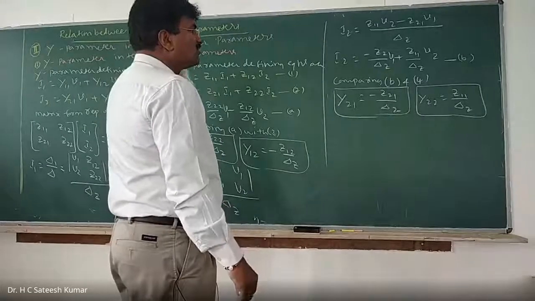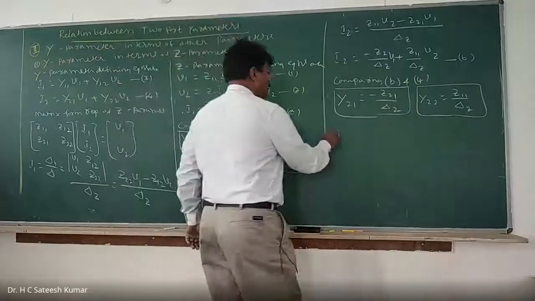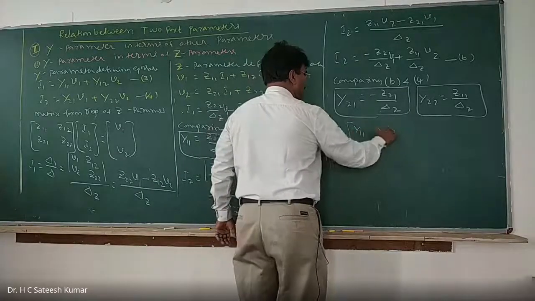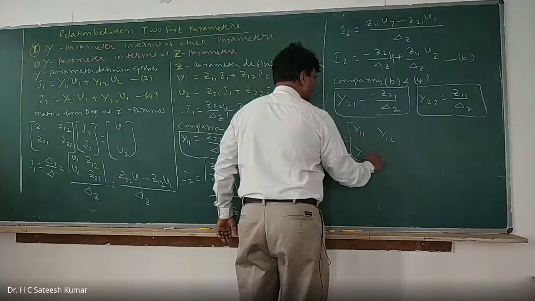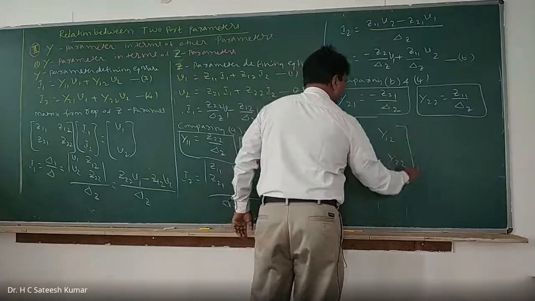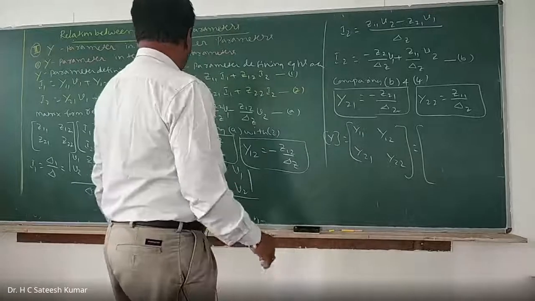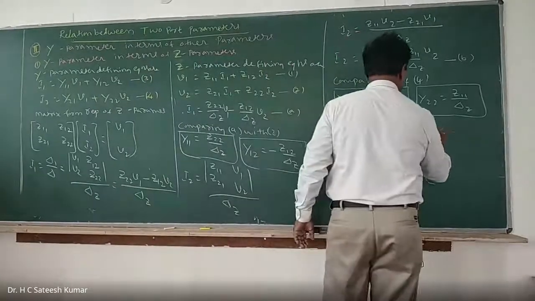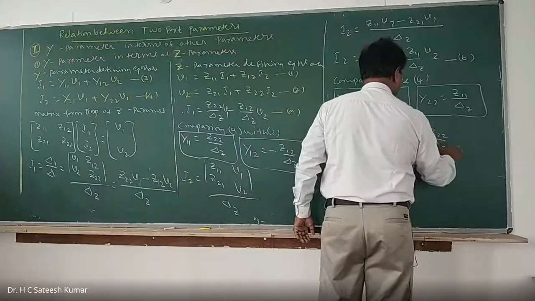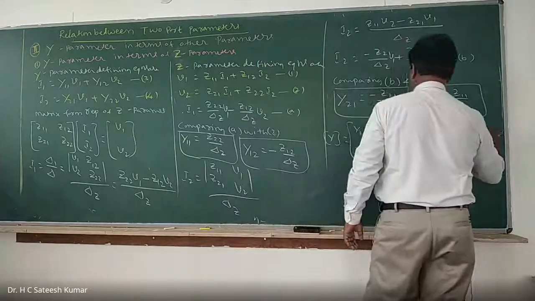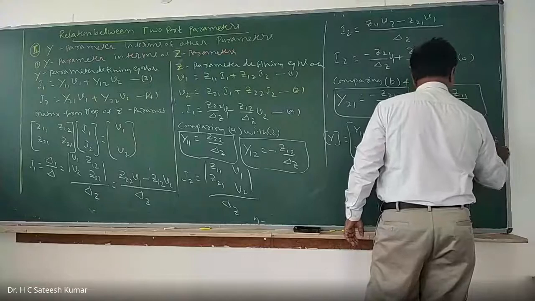Okay, right. So by comparing B and 4, we now get the Y parameter representation, Y11, Y12, Y21, Y22, in terms of Z parameters. Y11 is Z22 divided by delta Z. Y12 is minus Z12 divided by delta Z.